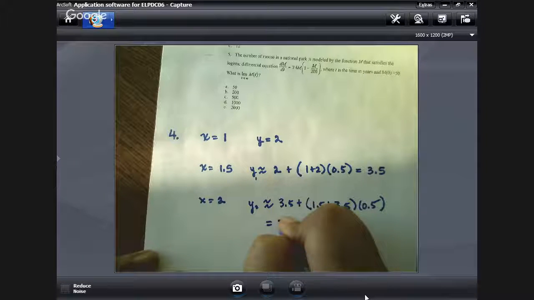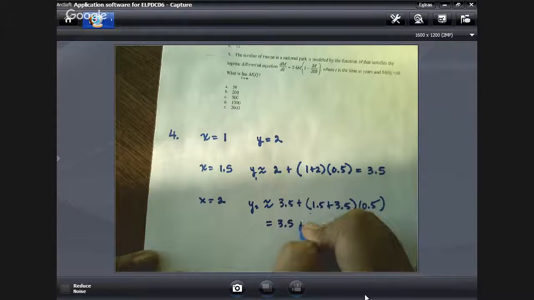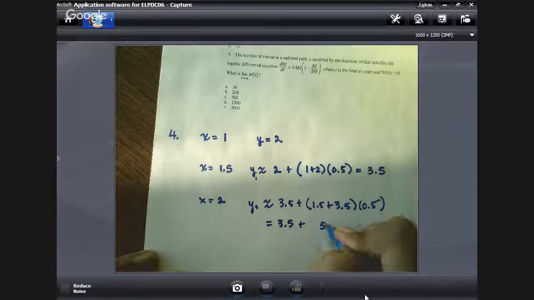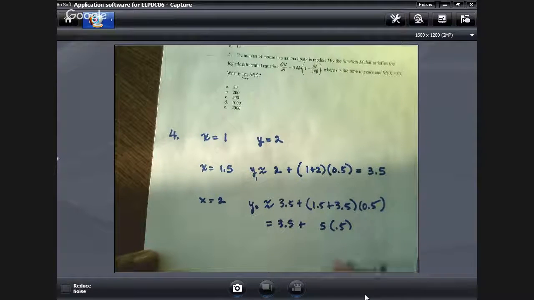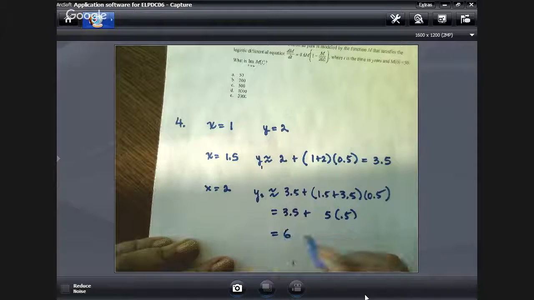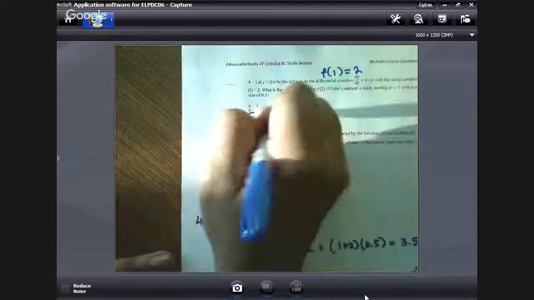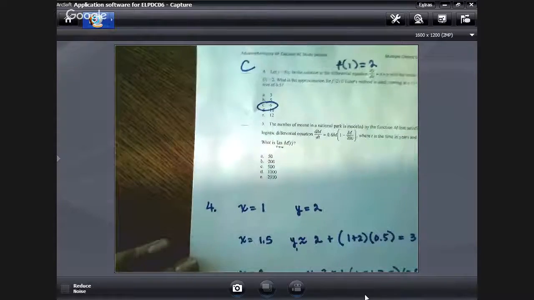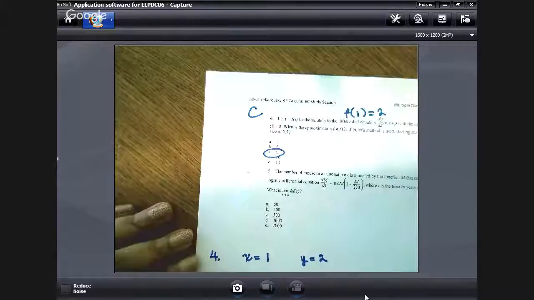So that's 3.5 plus, this is 5 times 0.5. Half of 5 is 2.5. 2.5 plus 3.5 is 6. So the answer is 6, C.